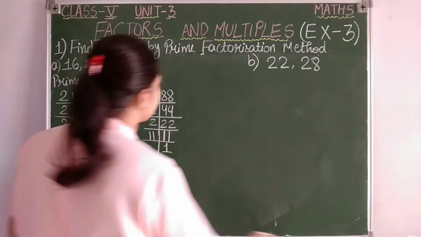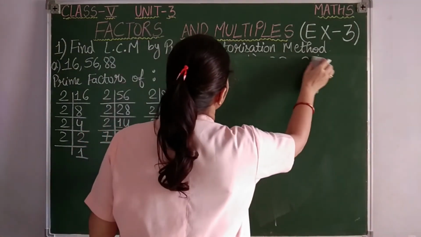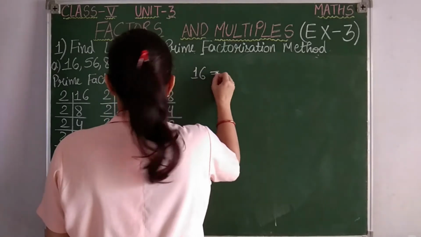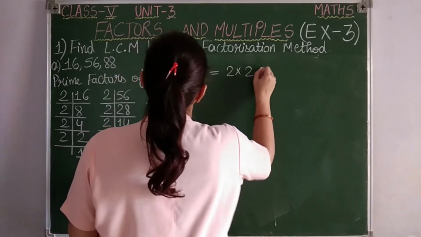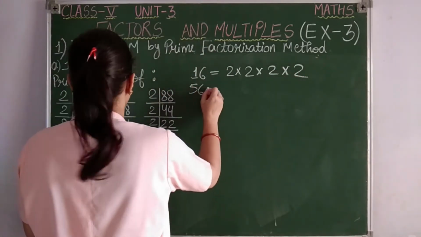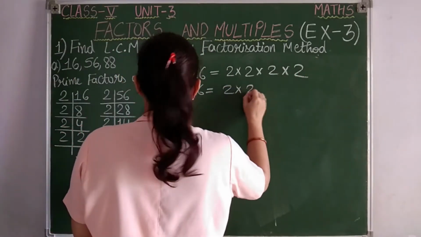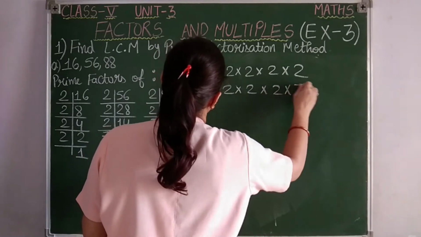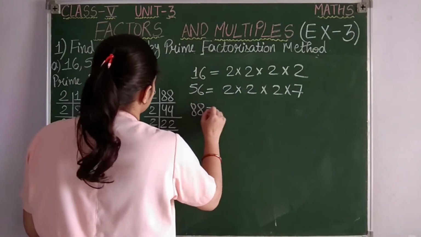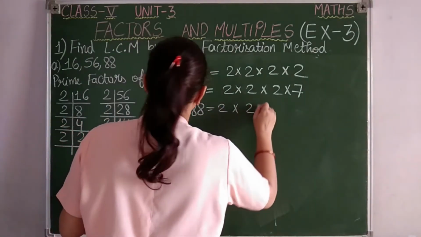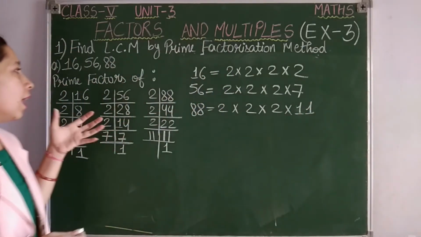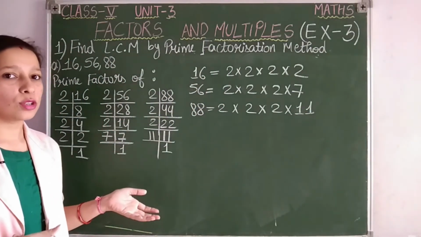Now see, let us write the prime factors of the given numbers. 16 is equal to 2 multiplied by 2 multiplied by 2 multiplied by 2. 56 is equal to 2 into 2 into 2 into 7. Clear, students? Then 88 is equal to 2 into 2 into 2 into 11. Okay. Like this we used to do for HCF also, na?